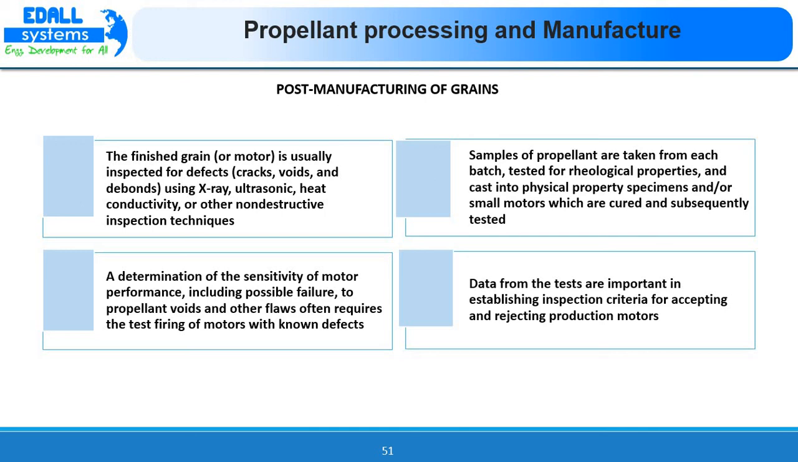To determine the sensitivity of the motor performance, and also to include possible failure, the propellant voids and other flaws often require the test firing of motors with known defects. These tests give us data which will be useful as criteria for accepting and rejecting the production motors. So these are the post-inspection tests which are carried out for propellant grains once they are produced. So this covers the propellant processing and manufacturing of the solid propellants.